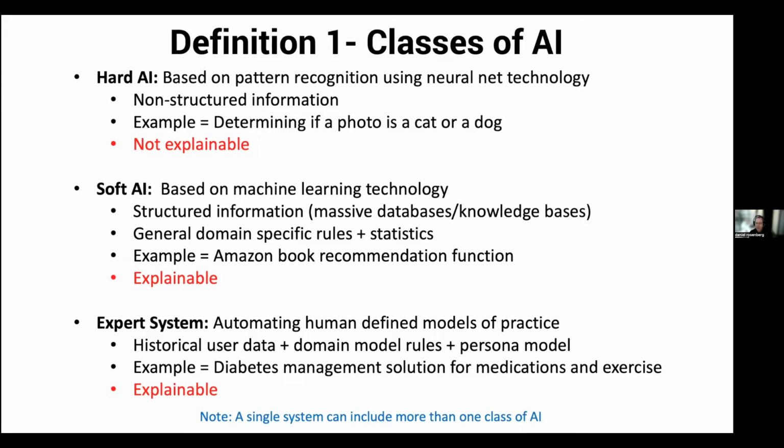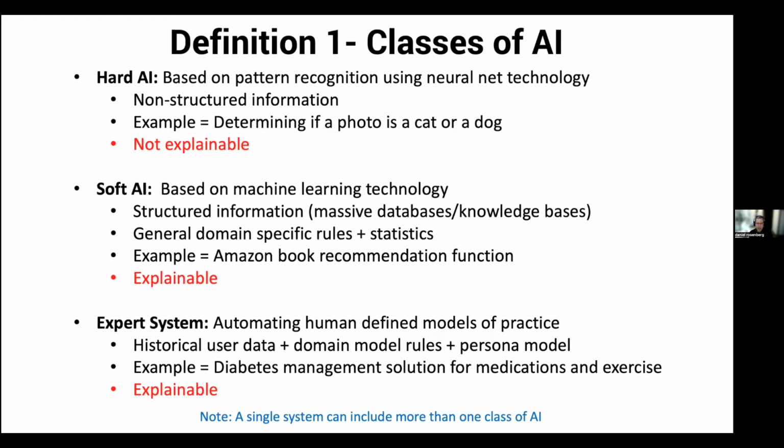The first definition is really, what are the classes of artificial intelligence? There are a lot of different words and ideas about this. From my perspective, in this bucket, there are three. There's hard AI, which is basically using neural net technology for pattern recognition, and everything is unstructured. An example of this would be showing a photo to an AI and having it tell you what species of animal it is. And it's not explainable. If you know anything about neural net computing, you can't ask why the software decided this was a cat or a dog or a fish.